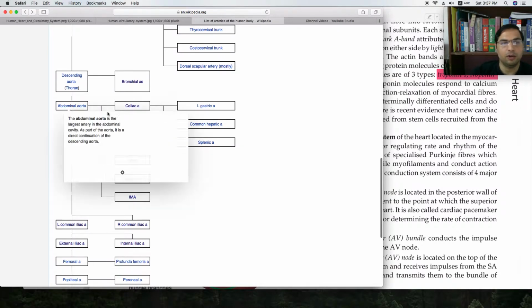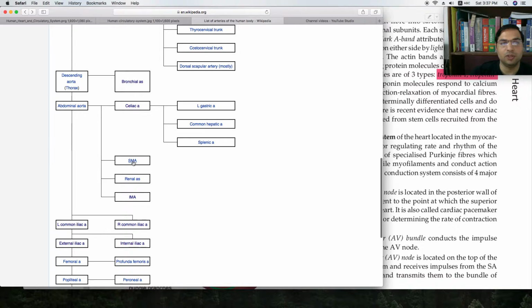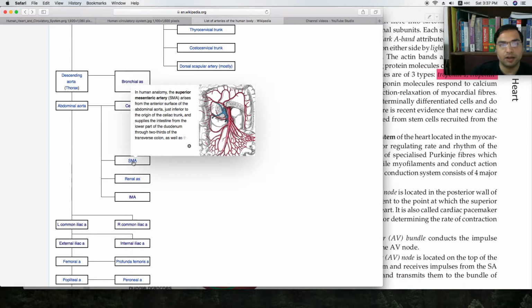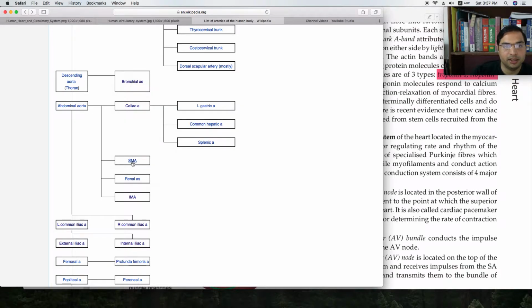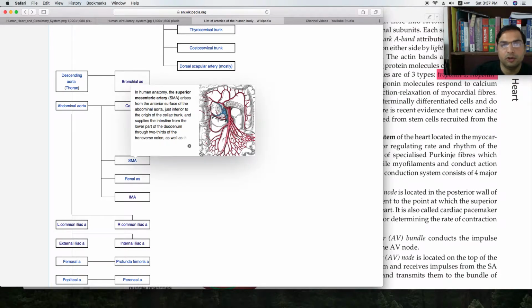This abdominal aorta gives its second branch as the superior mesenteric artery. The superior mesenteric artery supplies the small intestine after the duodenum, and also the transverse colon and the ascending colon. It supplies their blood.